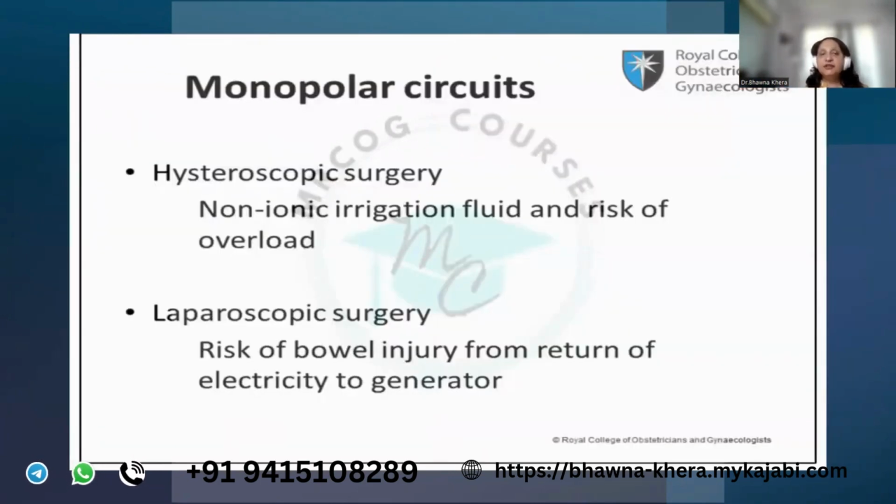Monopolar circuits are used in hysteroscopic surgery with non-ionic irrigation fluid, and there is the risk of overload. And in laparoscopic surgery, they are used with the risk of bowel injury from return of electricity to the generator. So in hysteroscopy, they started using glycine because that is non-ionic, so that the energy does not go here and there. But what happened? The risk of overload was there. In laparoscopic surgery, you have to keep the instruments in your view so that you don't touch the instruments here and there and cause injury.